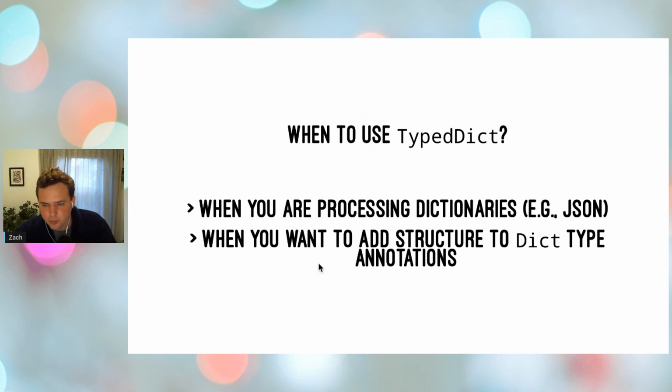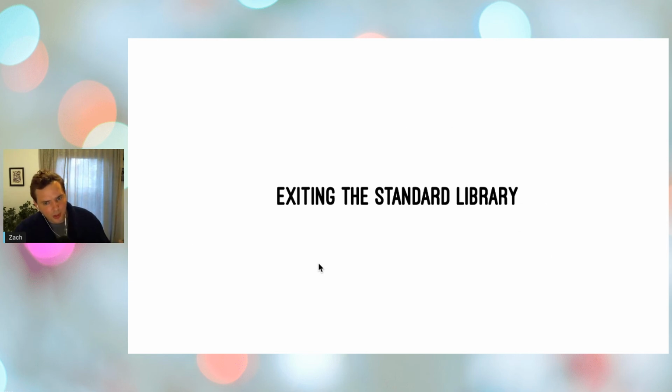When would you use TypedDict? I'd say when you're processing dictionaries. So for example, in JSON, it's nice to be able to add a little bit more structure and typing to support something like a MyPy type checker. And if you want to just add more structure to your regular dict type annotations, TypedDict is a good choice. So moving away from the standard library, there are two other options that I want to talk about.